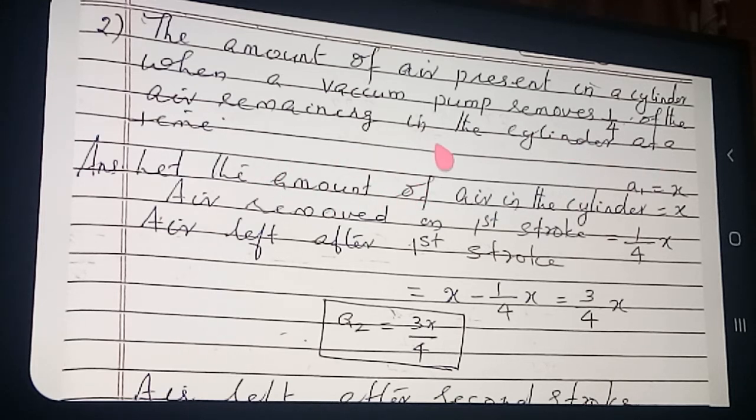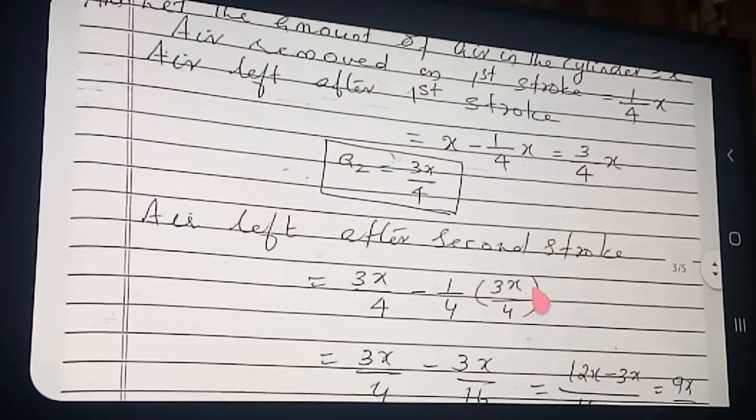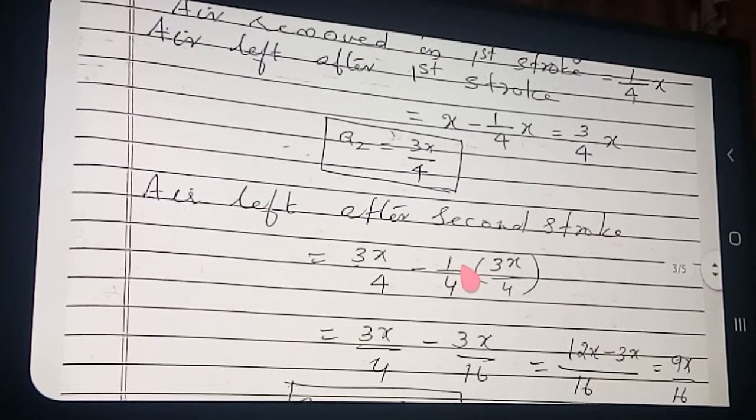The remaining in the cylinder is what makes the terms. The remaining air makes a term. So A1 knowing, A2 knowing. Now this is the present air. From this one, how much part is removed? It's 1/4 removing. See here, it's 1/4 being removed now. See here, it's 3x by 4. It's 1 by 4 removing.